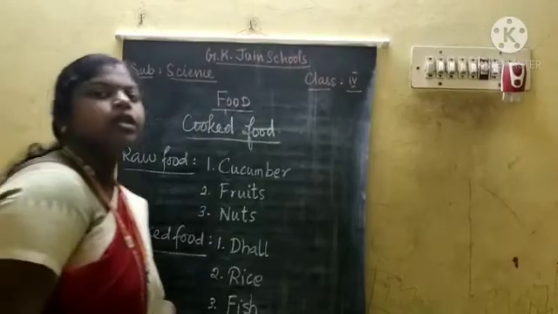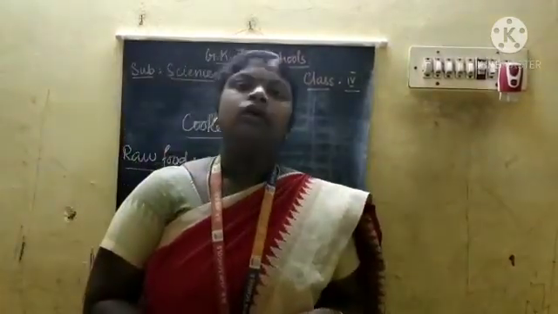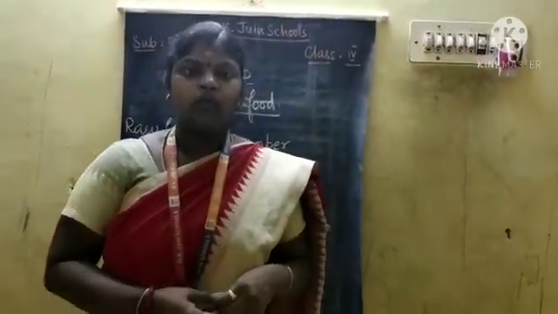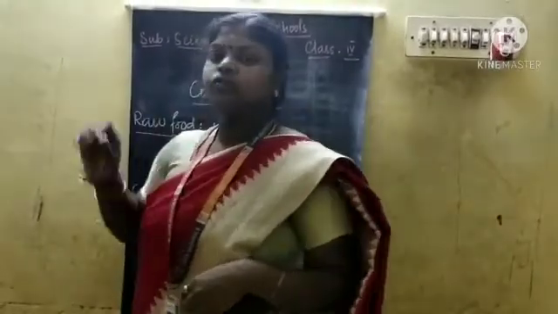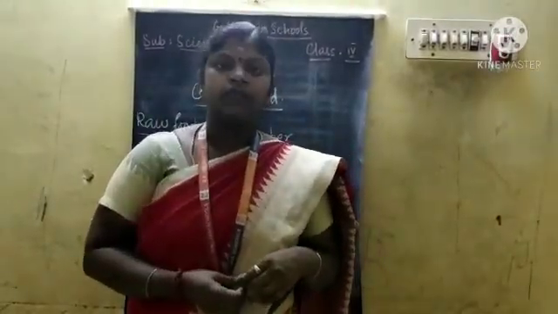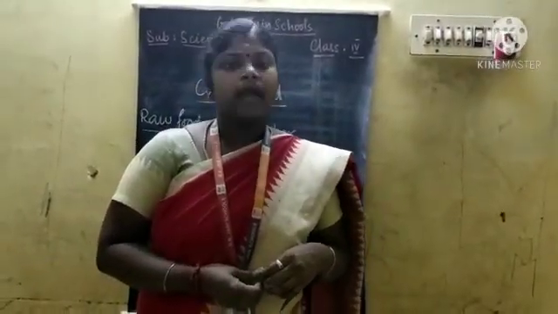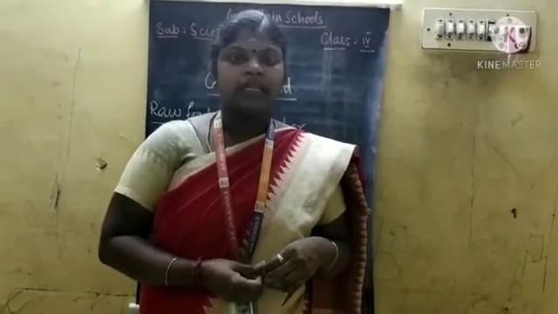Okay, children, today we saw about food, what is meant by food, and what raw food and cooked food are. In the next class, we will see about the different methods of cooking.